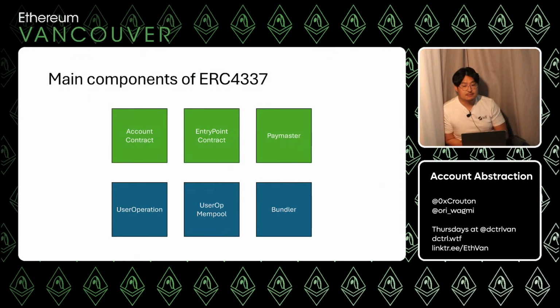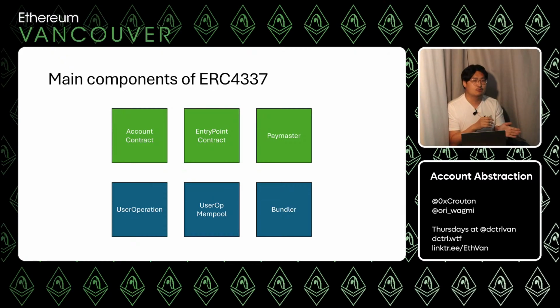So there are 6 main components to ERC 4337. The first 3 are smart contracts. There's the account contract. This is a smart contract that's actually deployed on-chain, and this is what will be the user's wallet. This will have an address. It could hold tokens, do swaps, do interactions. That is the account contract. Anyone can build an account contract. Anyone can deploy a new one. These are created as needed.